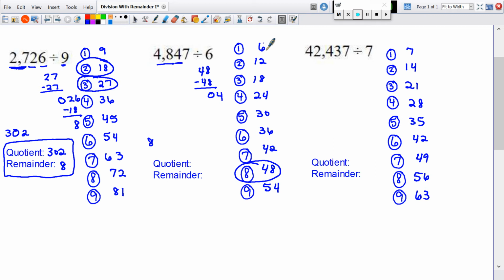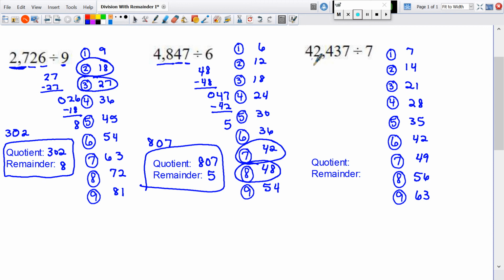But 4 is smaller than the first number on this list, so you have to put a 0 down here, and you write down the next number, 7. So now I'm talking about 47. The number closest to that without going over is 42. The circled number comes over here with the numbers that you were creating. The 42 gets subtracted from what you were looking for. 47 take away 42 is 5. So my quotient is 807, and my remainder is 5.